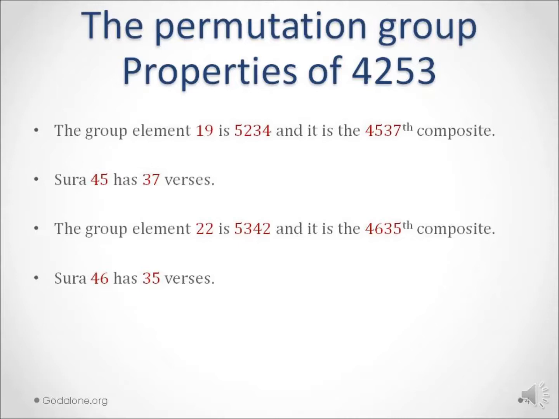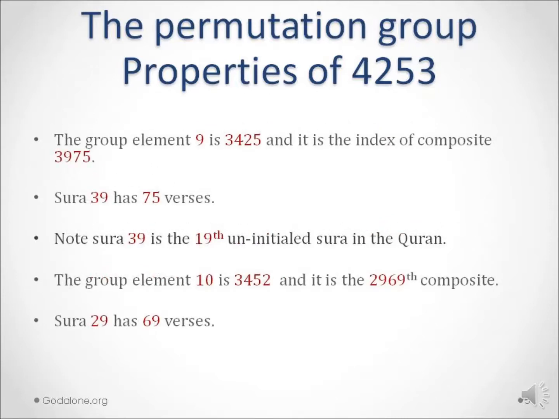The group element 22 is 5342, and it is the 4635th composite, and chapter 46 has 35 verses. Again, note here that chapter 46 is the last of the 7 Hamim chapters in the Quran. The group element 9 is 3425, and it is the index of composite 3975. And we note that Surah 39 has 75 verses. We further note that Surah 39 is the 19th uninitial surah in the Quran.